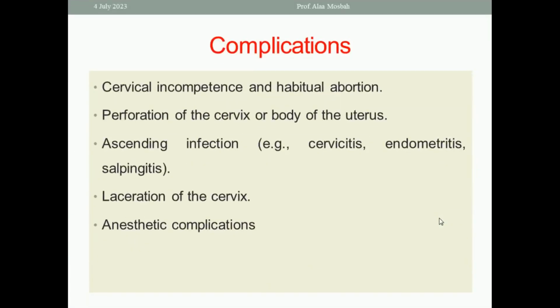What are the complications of Hegar dilators? Cervical incompetence and habitual abortion is a very important complication of the Hegar dilator. Also perforation of the cervix or body of the uterus, ascending infection like cervicitis, endometritis, salpingitis, laceration of the cervix, anesthetic complications, because the Hegar dilator should be used under anesthesia. Never use it without anesthesia because this may cause vagal shock. Okay, vagal shock.